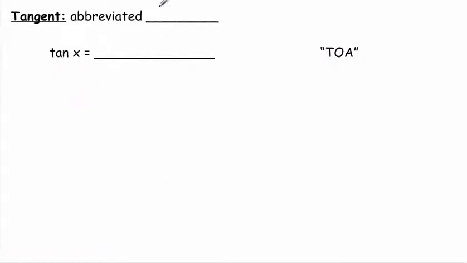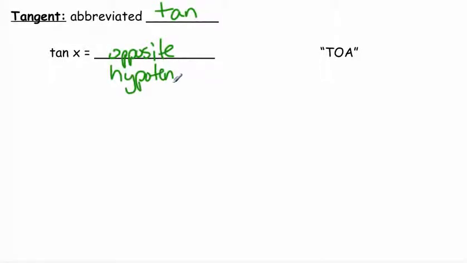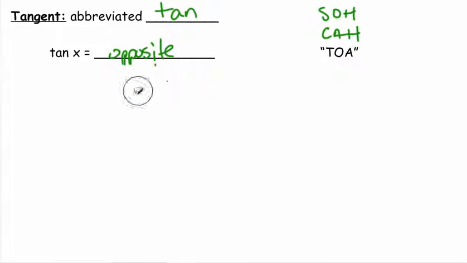So tangent is abbreviated tan. It is opposite over hypotenuse, and it is the TOA part of SOH CAH TOA. Okay, so tangent is opposite over hypotenuse. No, it's not. I'm sorry. Let me erase this. It's not opposite over hypotenuse. It is opposite over adjacent. Apologize for that. It is opposite over adjacent.